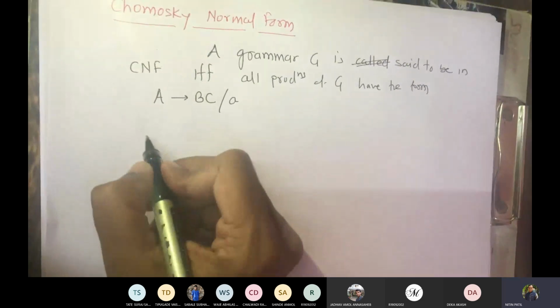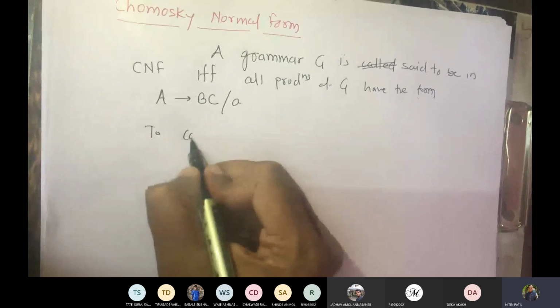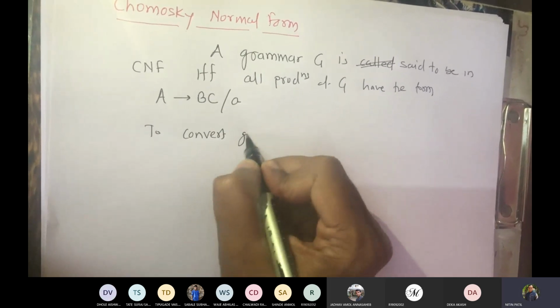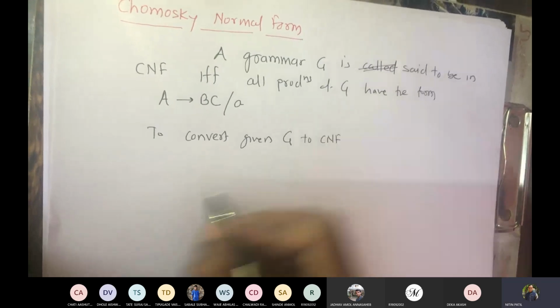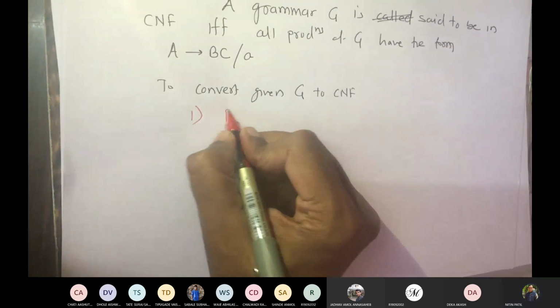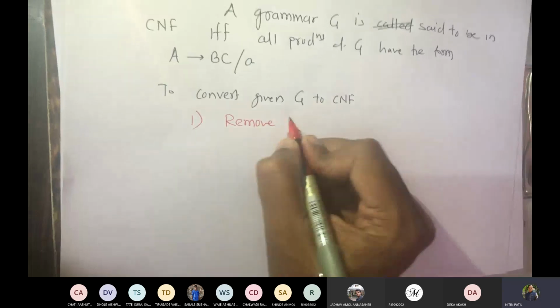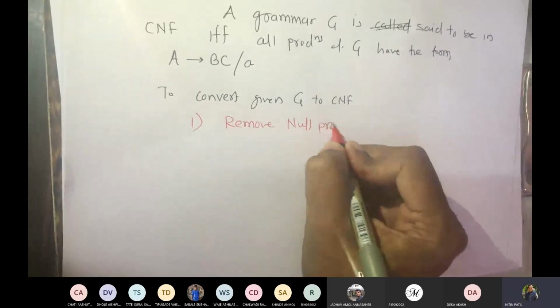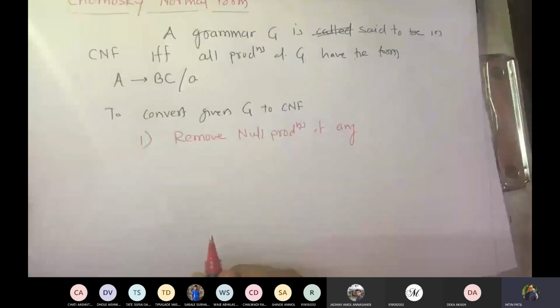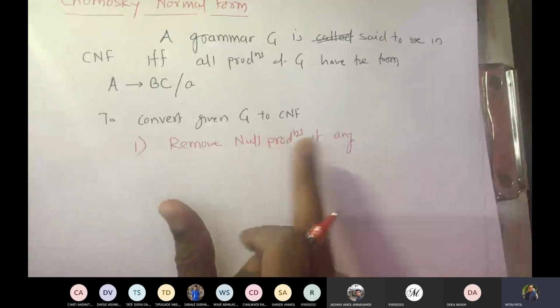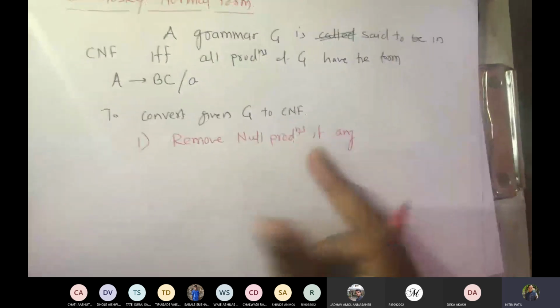So to convert a given G to CNF, apply the following steps. First step is to remove null productions, if any. What is to be done for the given grammar? First you have to remove null productions if there are any. If there are, then you have to remove them.